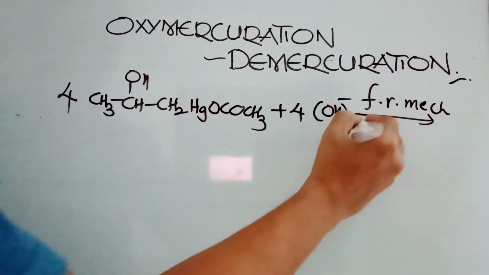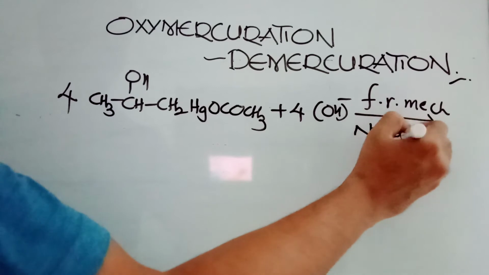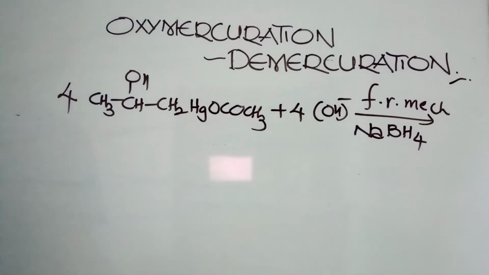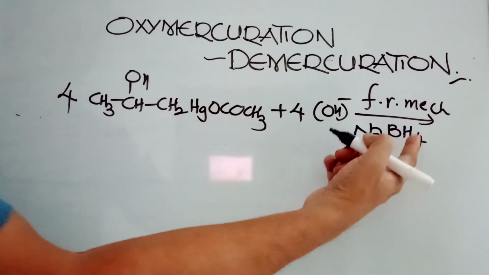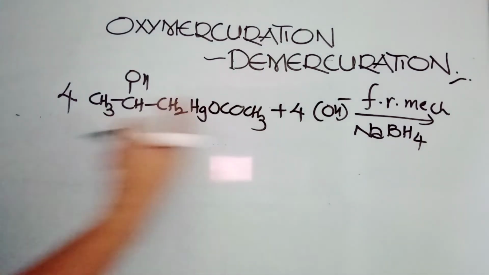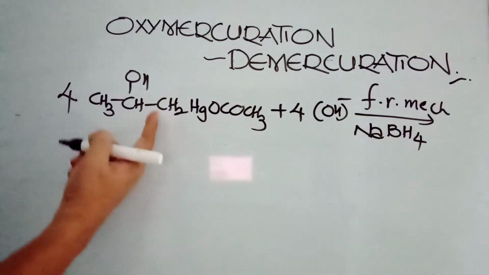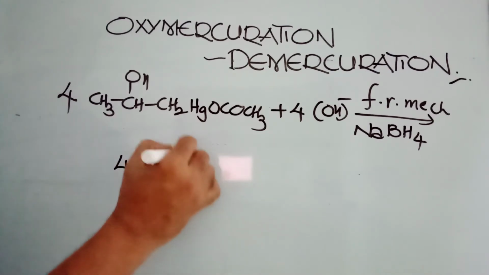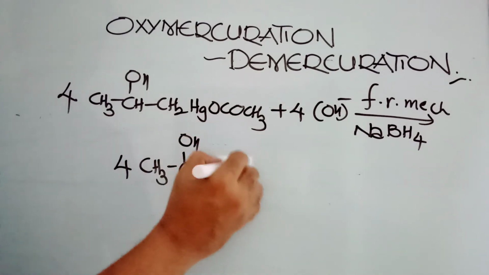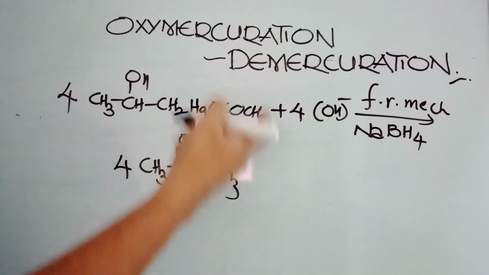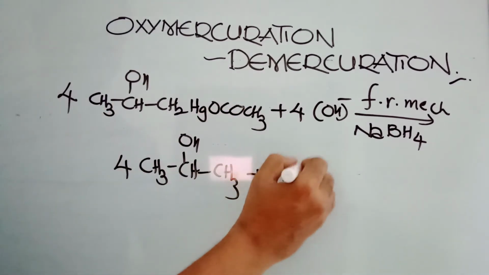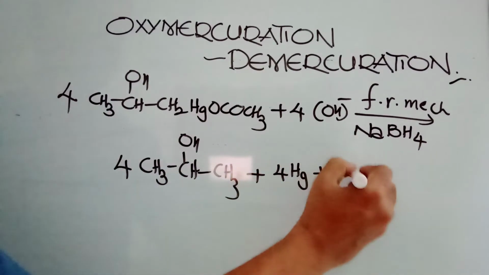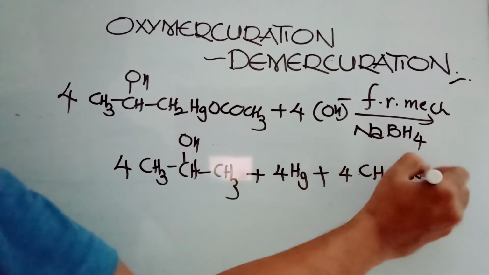Here we are going to use sodium borohydride, NaBH4. NaBH4 is the reducing agent, giving 4 hydrogens. That's why we are using 4 moles here. 4 hydrogens are going to be added here. So the products are CH3-CH-OH-CH3, and this part goes out as mercury with CH3COOH.